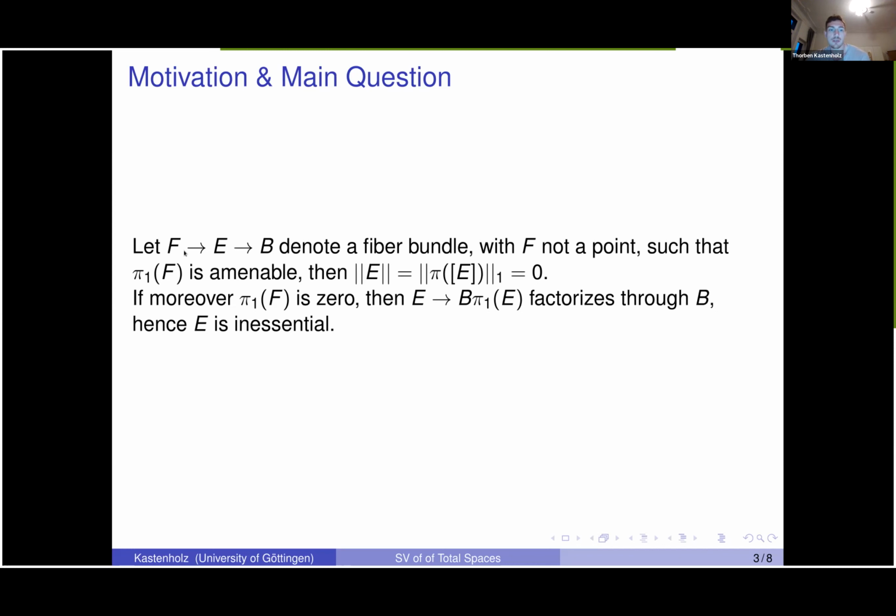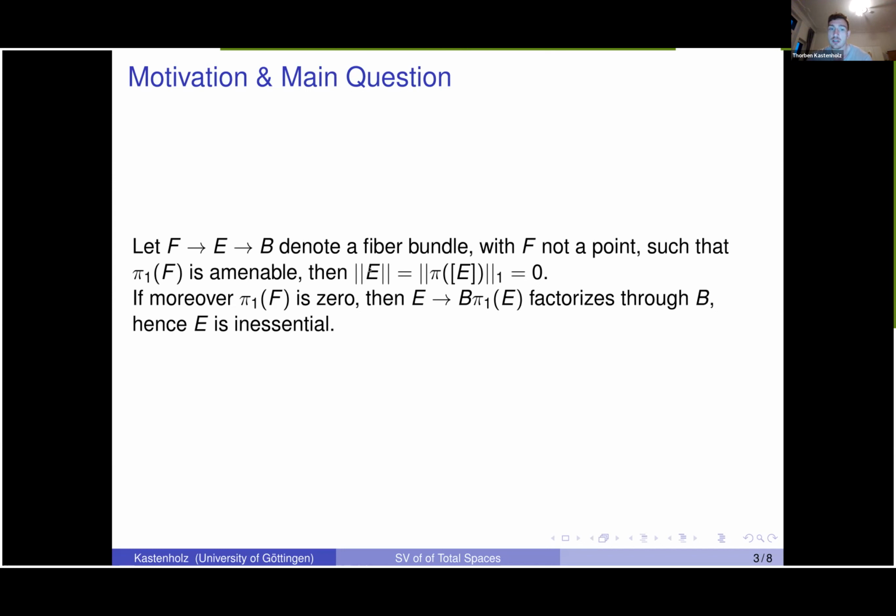So let's say we have a fiber bundle F to E to B, where F is not a point, so it's not a very trivial bundle, not like a product, but where the fundamental group of the fiber is amenable. Then the map from E to B is surjective on pi 1, and it has an amenable kernel, namely pi 1 of F, or a quotient of pi 1 of F.